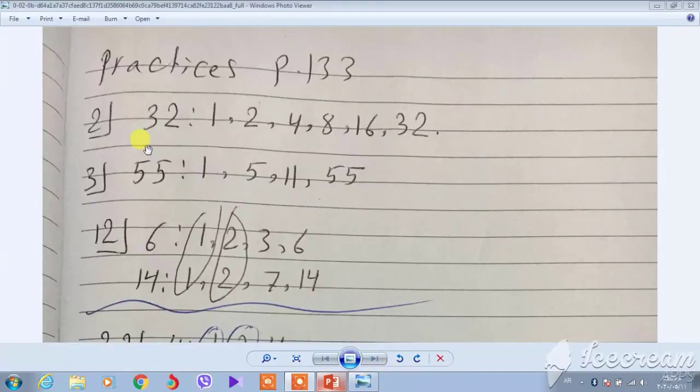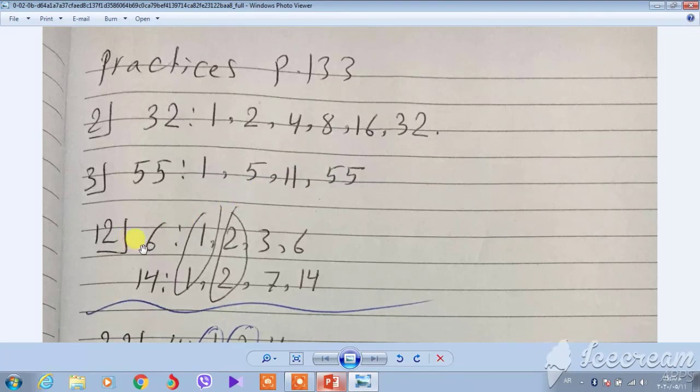Now we solve practice 2 at page 133, students. Question 2 says just write the factors of the numbers. Factors of 32: we have 1 times 32, 2 times 16, and 4 times 8. Factors of 55: we have 1 times 55, 5 times 11, and we don't have any other number, so we stop.